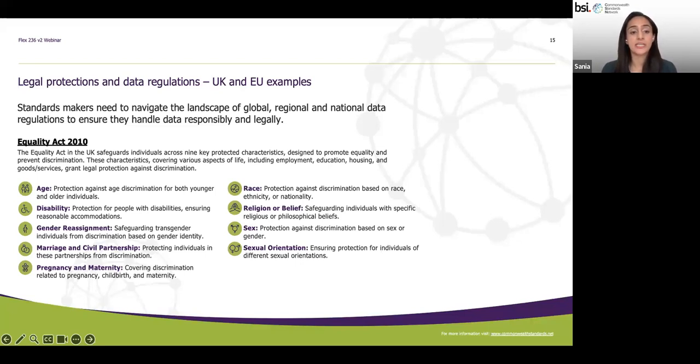The 9 characteristics here in the UK are age, disability, gender reassignment, marriage and civil partnership, pregnancy and maternity, race, religion and belief, sex, and sexual orientation. Again, the characteristics may differ in your context, but this particular act, and there are other ones, are also perhaps something you may be aware of, or you may have something similar.